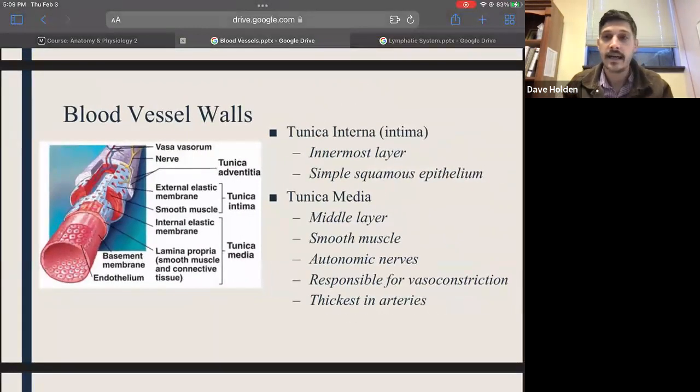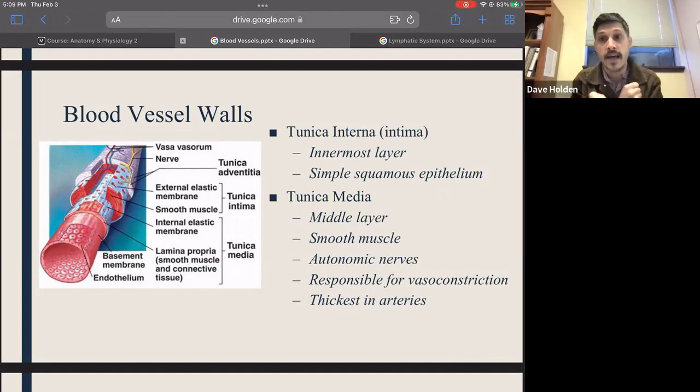The tunica media is the more interesting layer. This is where a lot of cool stuff is going on. This is where we have the smooth muscle embedded in the layer so that the vessel can dilate and constrict to alter where blood's going. We also have autonomic nerves, which plug into those muscles and tell them what to do, right?